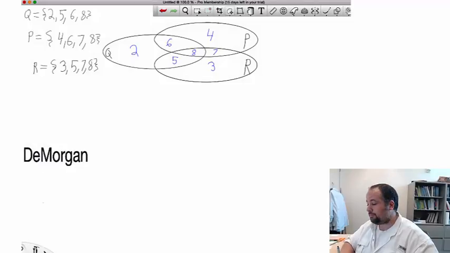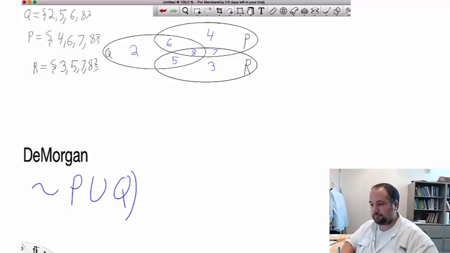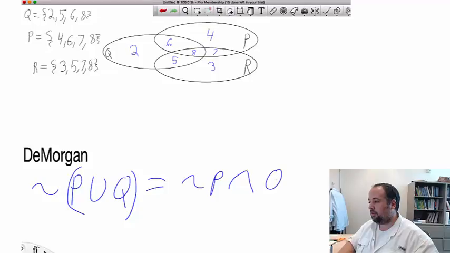All right, De Morgan's law. De Morgan's law says that not (P union Q) is the same as (not P) intersection with (not Q). Is that true? Let's find out.